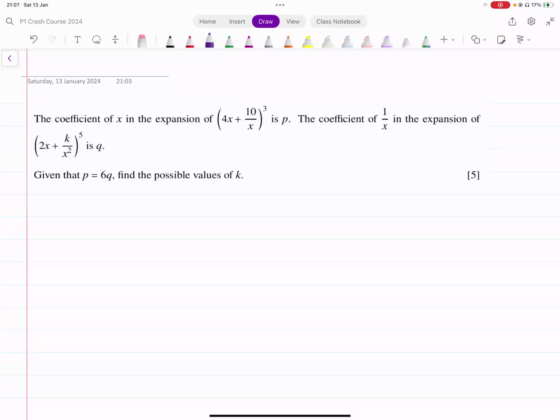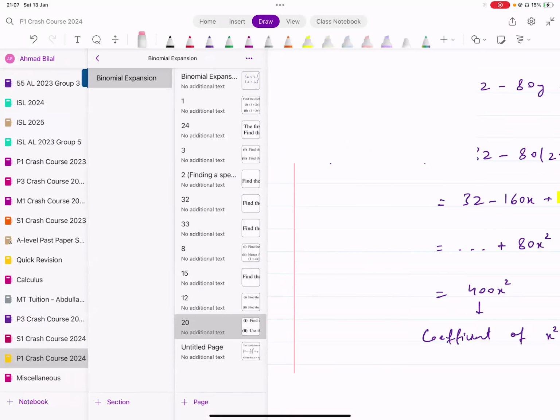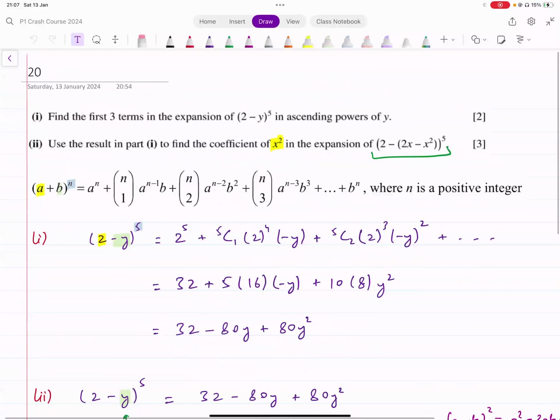The coefficient of x in the expansion of (4x plus 10 over x) whole cube is p. The coefficient of 1 over x in the expansion of this is q. Given that p equals 6q, find the possible values of k. All right, let's try this. Let me copy the formula. This is the formula that we have.